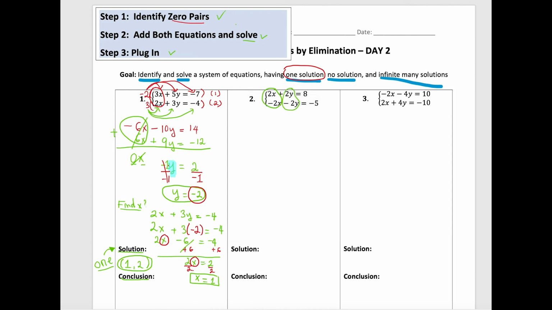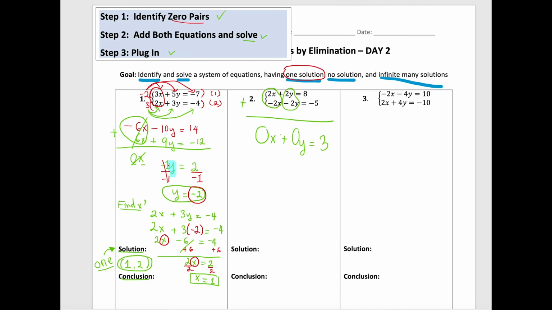Okay, so we're done with identifying zero pairs. What's going to be our next step? I'm going to add both equations, right? Let's go ahead and add them. You're going to see something interesting right here. 2x plus -2x gives me a big 0x. I have a lot of space, so I can write a lot now. 2y plus -2y again. Oops, it's another big 0. And then -5 plus 8 is going to give us +3. I am extremely happy. Do you know why? Because pretty much there's nothing else I can do. 0 plus 0.